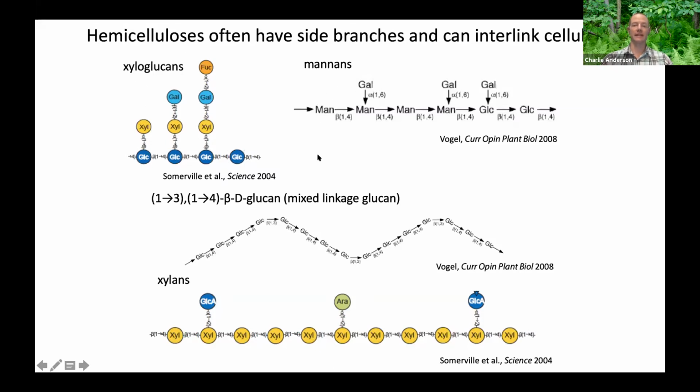We also have mannans, what's called mixed linkage glucan that has glucose with different linkages than beta-1,4, and xylans, which are a polymer of xylose plus some side chains. And some of these polysaccharides are thought to interact with the surface of cellulose microfibrils and help to interlink or mediate contacts between cellulose microfibrils in the wall.